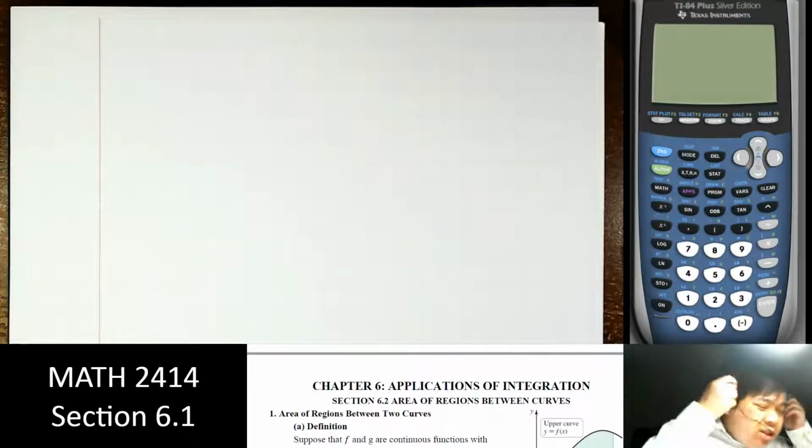Let me check the audio first. Checking 1, 2, 3.